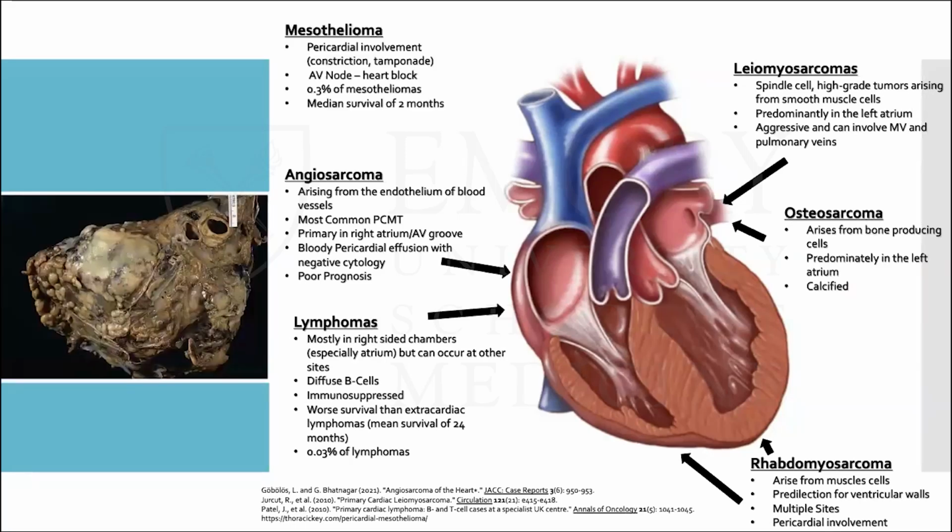And then finally, mesotheliomas. You could have primary mesotheliomas of the heart, exceedingly rare again. They only make up about 0.3% of all mesotheliomas. And they often involve, like this picture shows, the pericardium. And because they involve the pericardium, they often present with tamponade or constriction. But there have been case reports of mesothelioma of the AV node causing conduction blocks. And unlike their counterparts in the lung or the pleura, these actually have a worse prognosis, and the median survival time of these mesotheliomas is about 2 months.